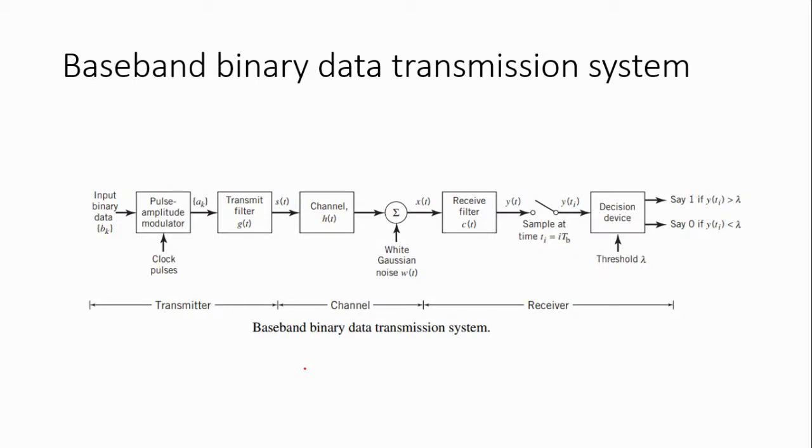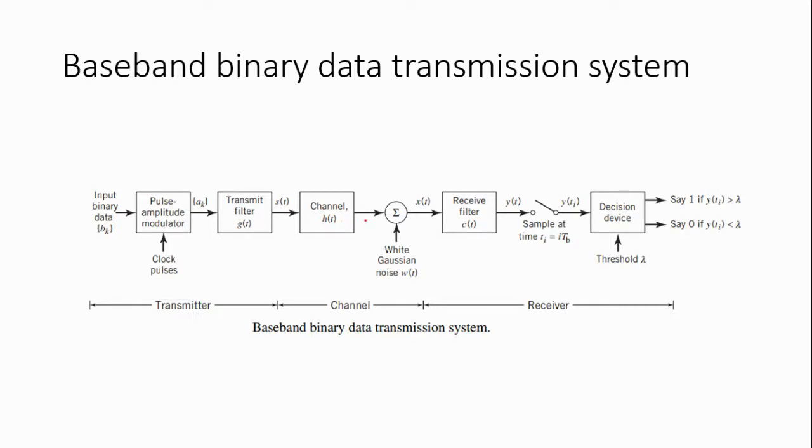Baseband binary data transmission system. In this system, the input binary data is given into the pulse amplitude modulator. This pulse amplitude modulator converts the given binary sequence into a new sequence. This sequence is given into the transmit filter. The impulse response of the transmit filter is denoted as g(t), and the output of the transmit filter is s(t), which is given into the channel. The channel characteristic is characterized by the impulse response h(t).